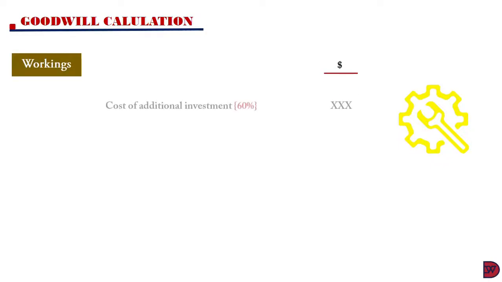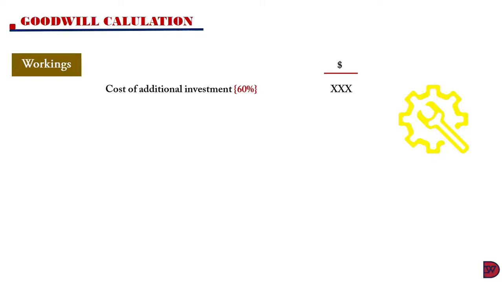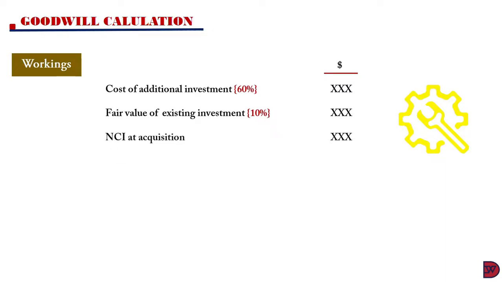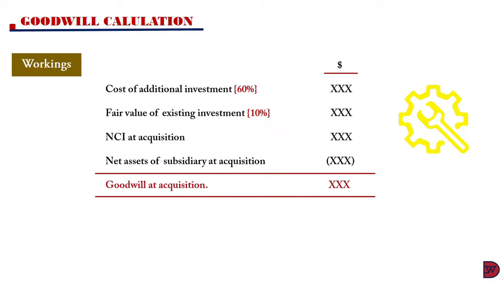Okay. Let's now move on to look at how goodwill will now be calculated as seen in step 1. So for the workings, we'll start with the cost of the additional investment, that is for the 60%. We add the fair value of the existing investment, that is the 10%. Then we add the non-controlling interest at the date of acquisition. Okay, the date that control was established, their value will have to be brought here and added. Then we less the net assets of the subsidiary at the date that control was established. Okay, the sum of it will give us the goodwill at acquisition.